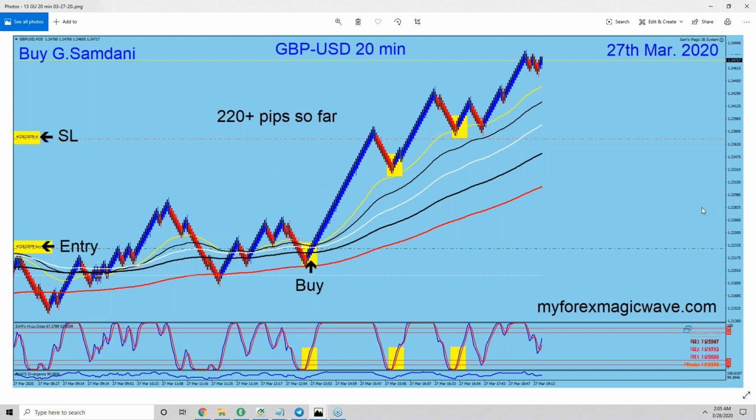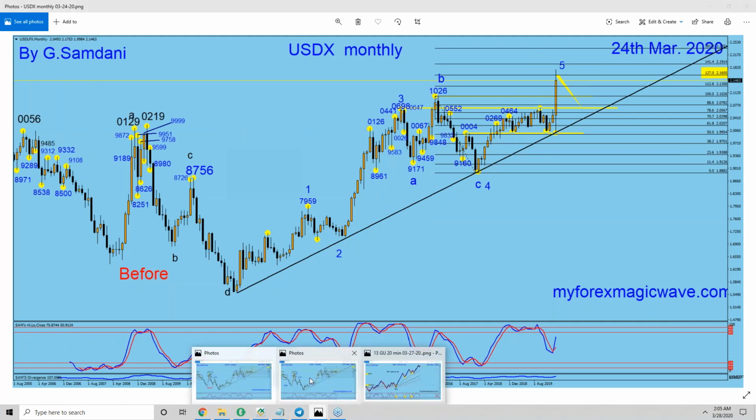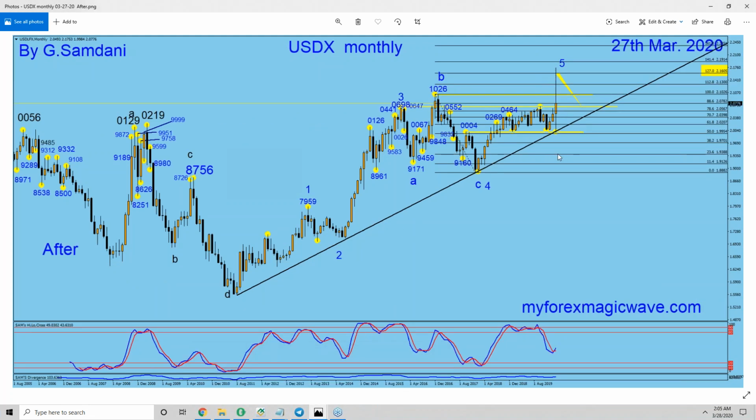So these are 10, 11, 12, I don't know, 13 trades this week, but mostly big ones, few trades, but big trades, right? So that's what's happened. And USD index, I just showed you that this was what I was expecting, and this is what happened. And so many other indexes as well.